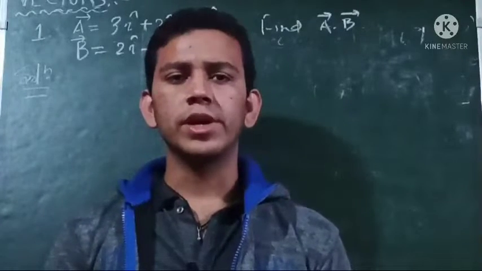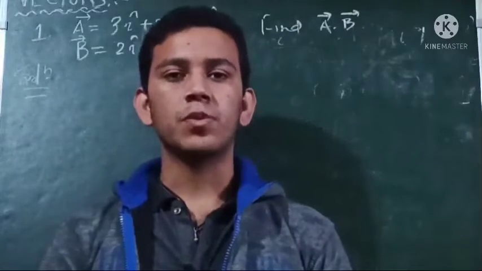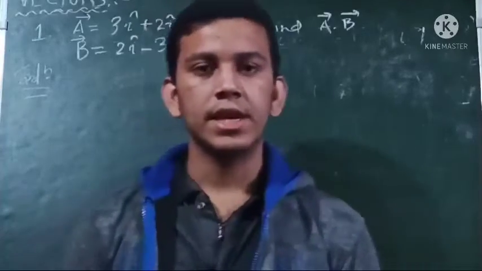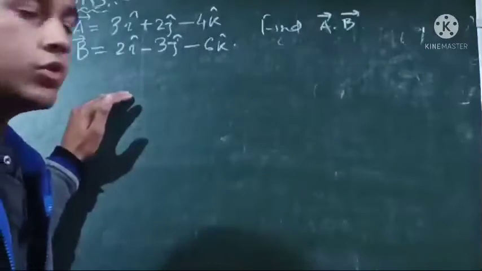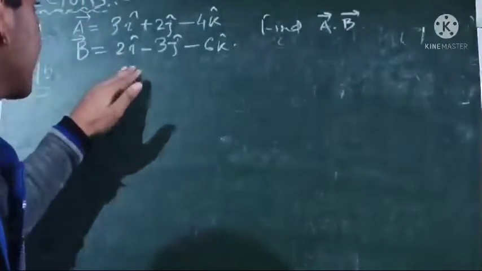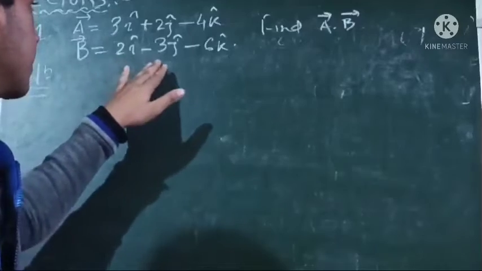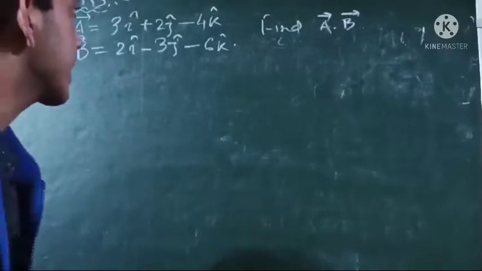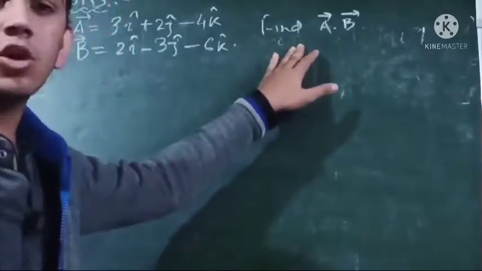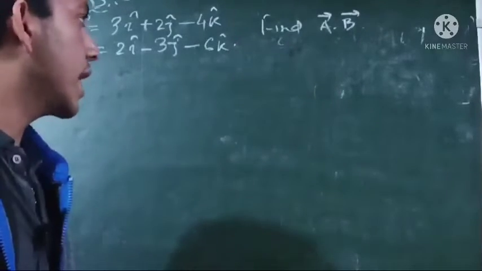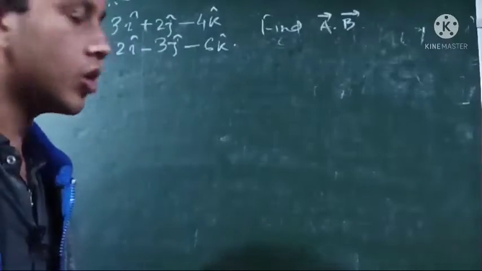In this video, we are going to solve a few problems related to vectors. Let's start with the first problem. Here, we are given two vectors. a vector is equal to 3i cap plus 2j cap minus 4k cap, and b vector is equal to 2i cap minus 3j cap minus 6k cap. We have to find the dot product of these two vectors, that is, a vector dot b vector.